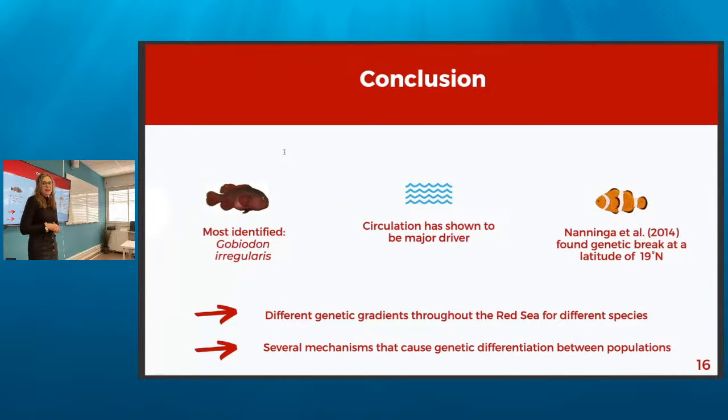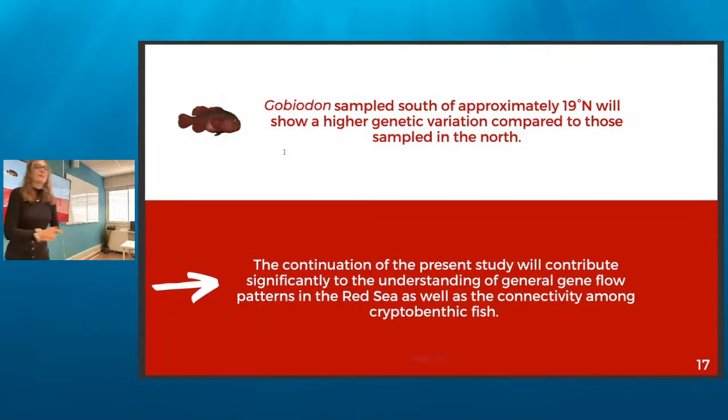So based on this, we can assume that each species might have a slightly different genetic gradient across the Red Sea. And secondly, we know now that there are several mechanisms that cause the genetic differentiation between populations, sorry. So this is why the research hypothesis should be rephrased, and I suggest to do it as follows. So the Gobiodon sampled south of the approximately 19 degrees north genetic break will show a higher genetic variation compared to the samples in the north.